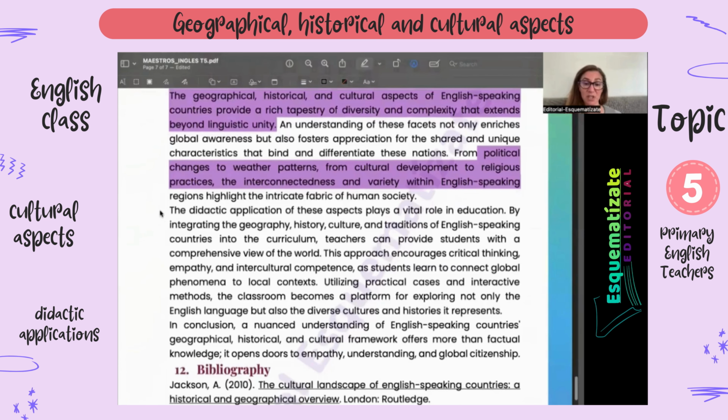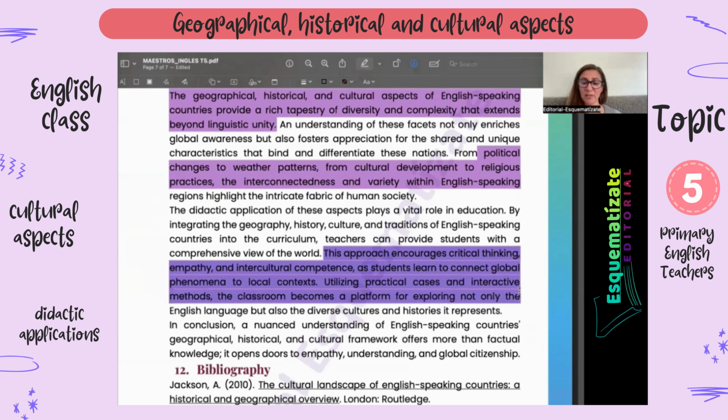So the didactic application of these aspects plays a vital role in education. By integrating these traditions into the curriculum, teachers can provide students with a comprehensive view of the world. This approach encourages critical thinking, empathy, and intercultural competence as students learn to connect global phenomena and local contexts. Utilizing practical cases and interactive methods, the classroom becomes a platform for exploring not only the English language, but also diverse cultures and histories.